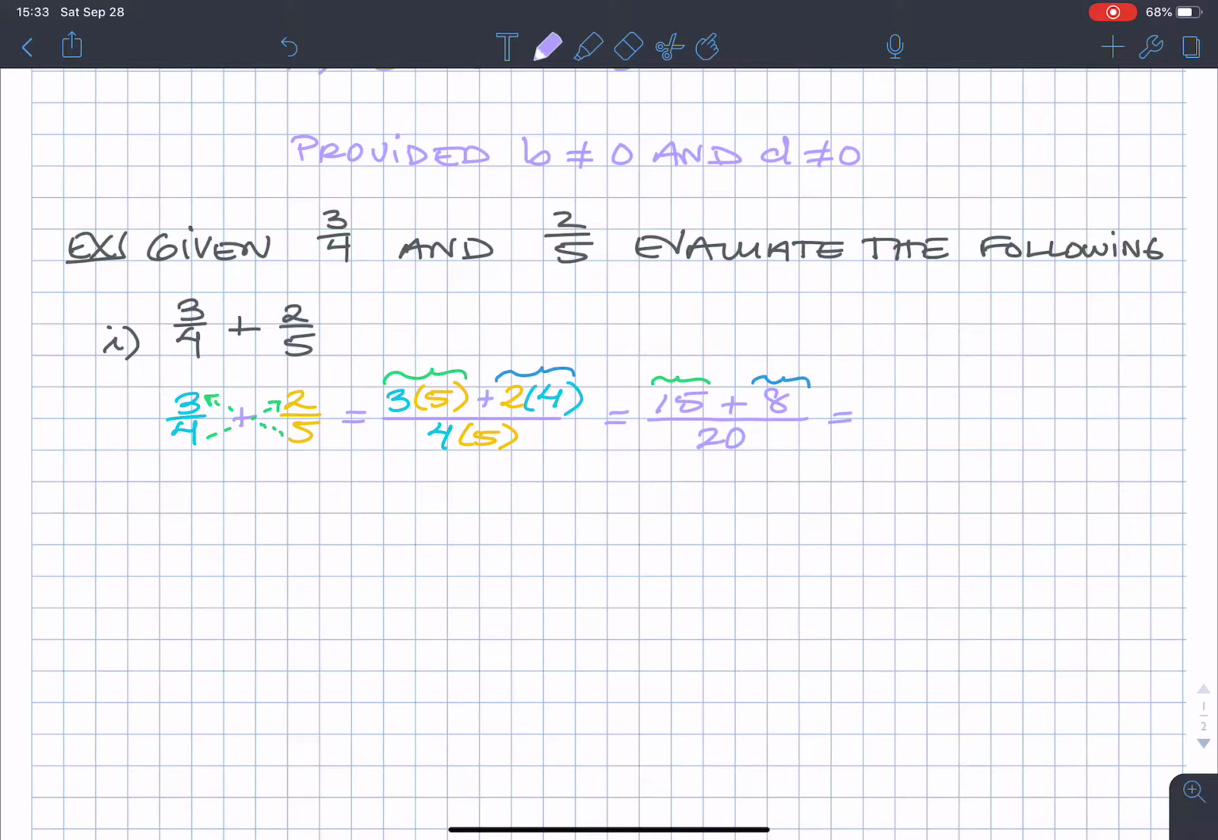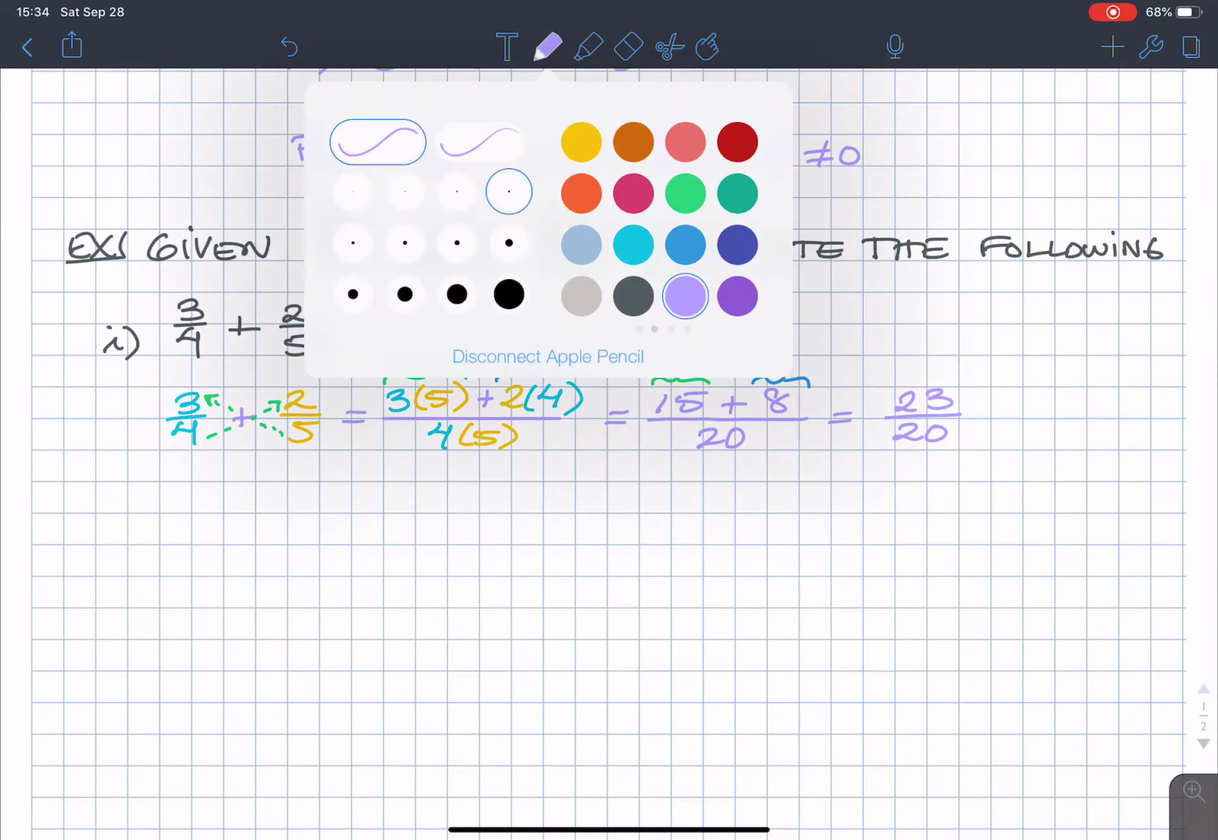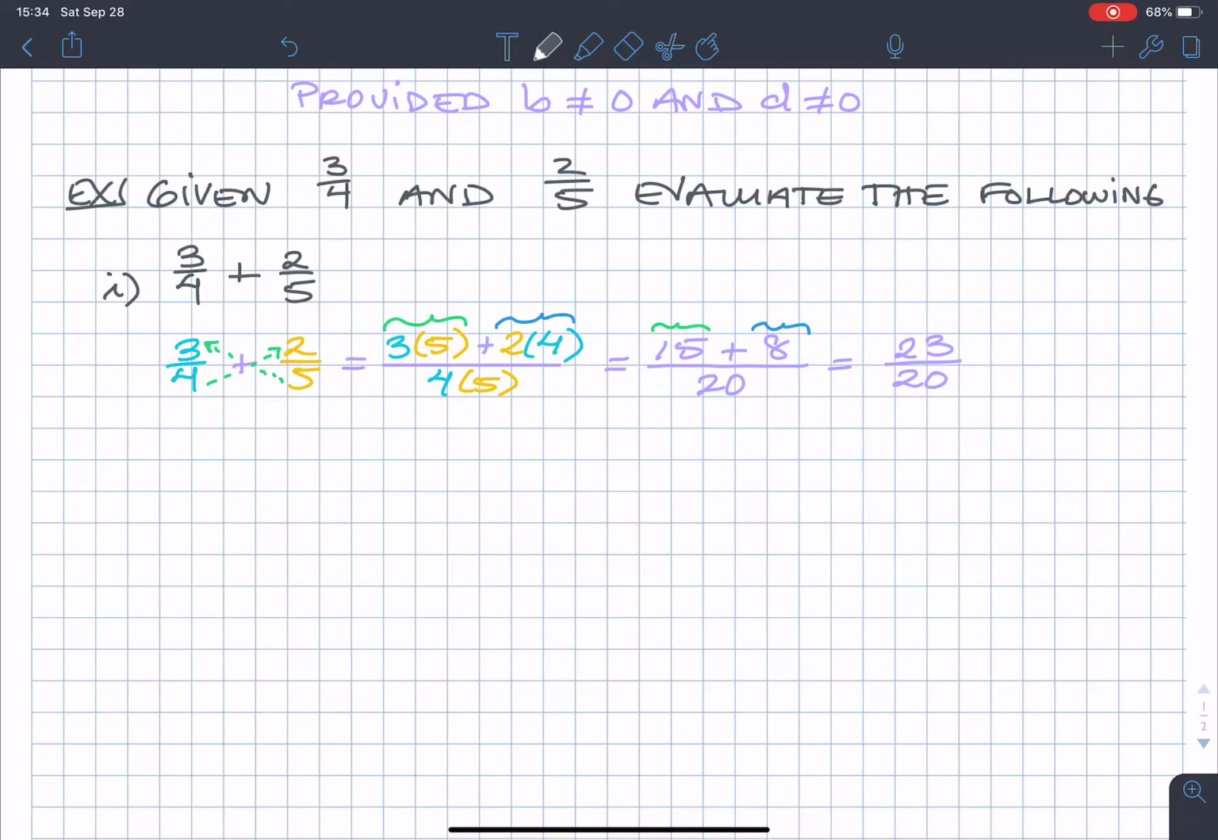So now I simply add the two numbers in the numerator. 15 plus 8. Well, 8 is 5 plus 3, and 15 plus 5 is 20. So 3 more than 20 is 23 over 20. And there we are. So that's how we add fractions. And number 2. Let's say we take their difference.